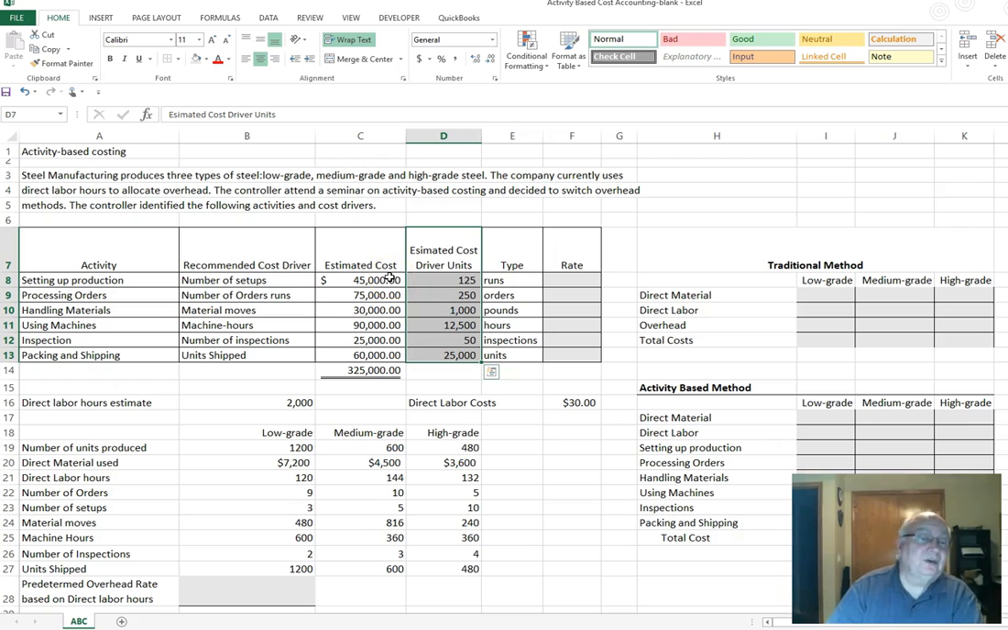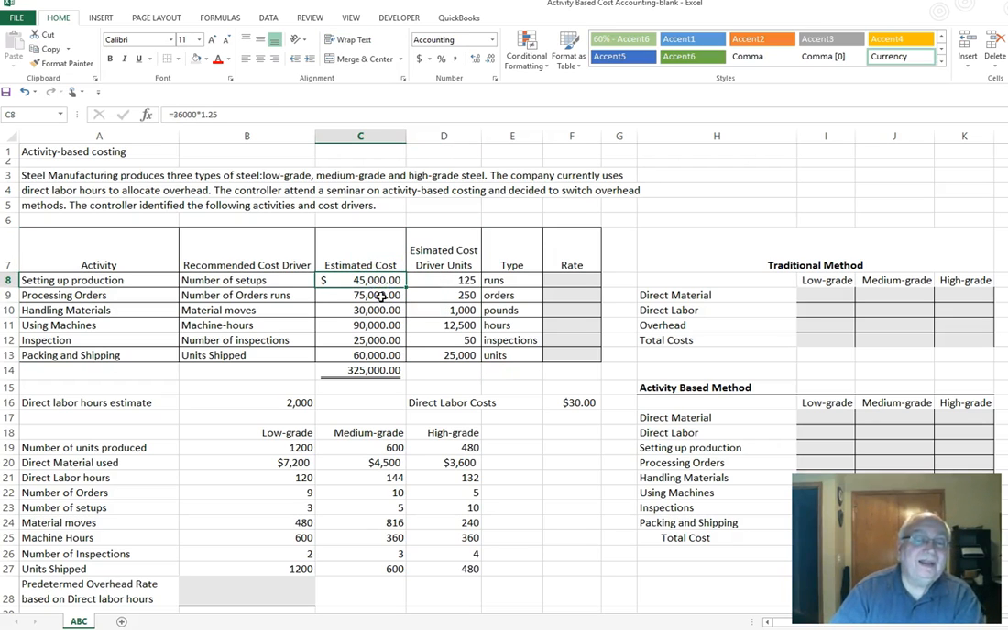There's my cost. So they broke it down to setting up production, $45,000. Drivers, 125 setups for the year. And then we have $75,000, 250 orders per year, $30,000 for material moves, 1,000 moves for the year, $90,000 for machine costs, and then we have 12,500 machine hours. Inspections, $25,000. We have 50 inspections, and units shipped is $60,000 worth for the estimated cost for packaging and that type of thing. We have 25,000 for the drivers.